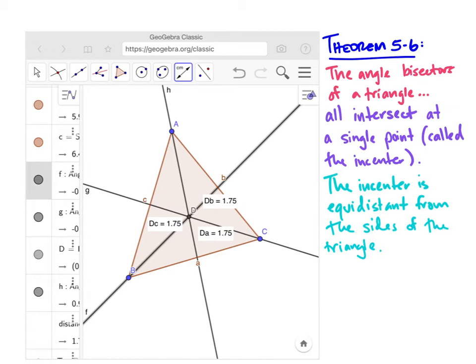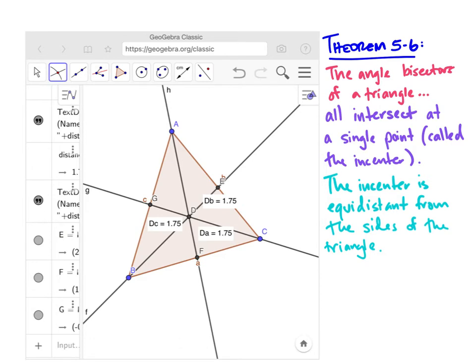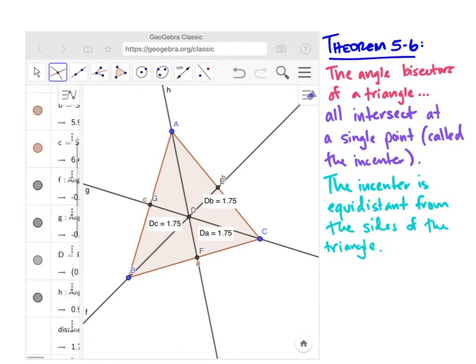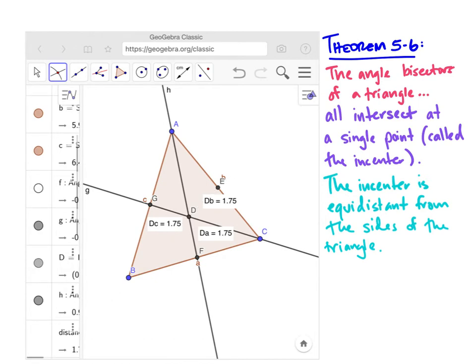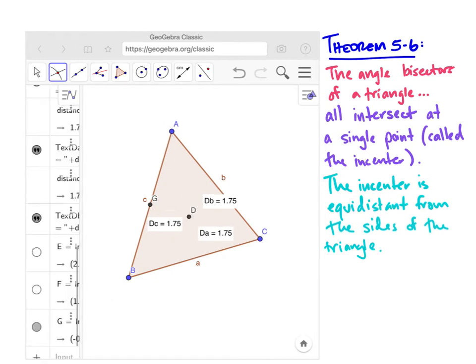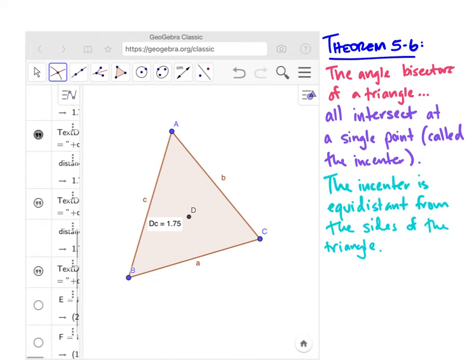So what I'm going to do first is, on my picture, get rid of the three angle bisectors. I'm going to take those off, and I'm going to take off these points E, F, and G, which were the intersections of the angle bisectors and the sides. And I'm going to get rid of these measurements on the screen as well. So I'm just cleaning my picture up a little bit. So what I have now is D, which is the incenter, and my triangle.